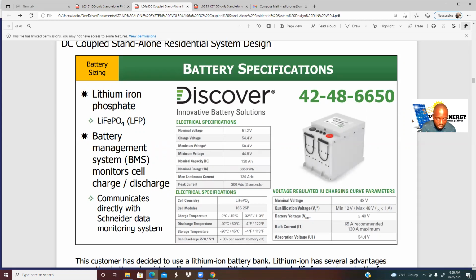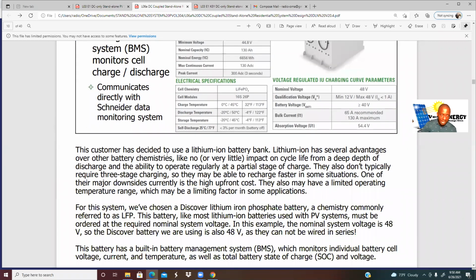The nominal energy is 6,656 watt hours. So you see the difference between a lead acid battery, flooded lead acid battery or gel battery compared to a lithium ion. Lithium ion will tell you right off the bat the nominal energy in watt hours in this battery. For lead acid and flooded batteries, you have to do a calculation to get that.